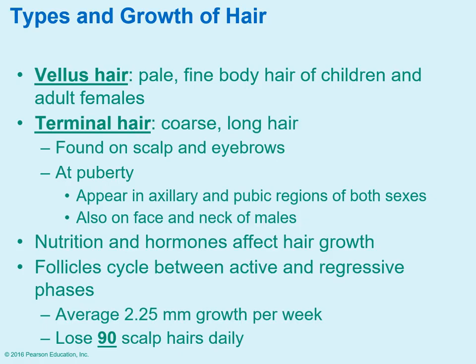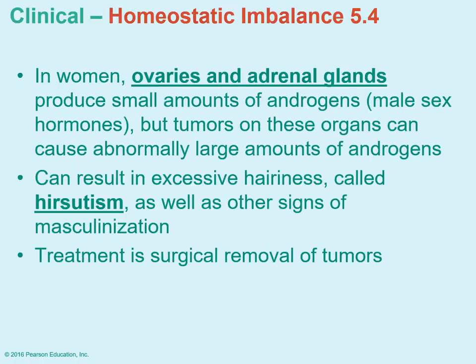Nutrition and hormones will affect the hair growth. Other environmental stresses can also affect hair growth. So the follicles are going to cycle between being active and inactive for a bit. Everyone knows when you comb or brush your hair, you lose some hairs. So how many scalp hairs do you lose? On average, you lose about 90 per day.